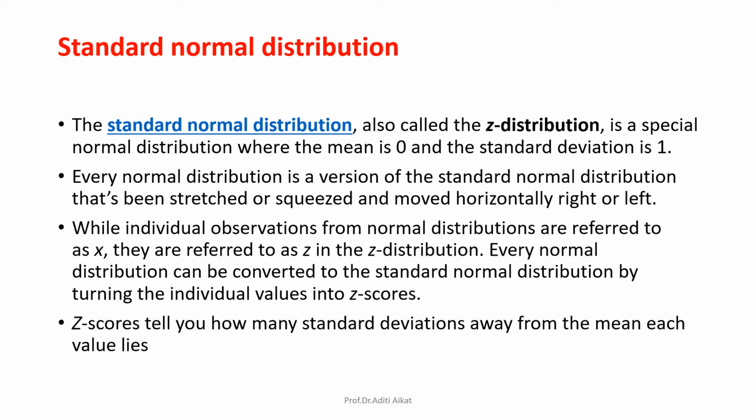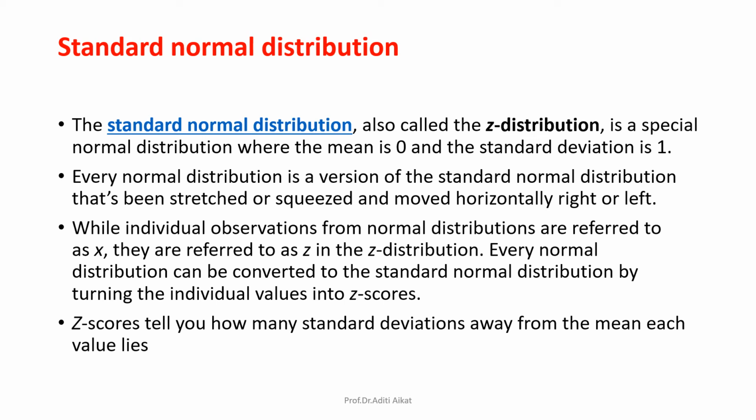Now, what is a standard normal distribution and how is it different from the usual normal distribution? The standard normal distribution, which is also called the Z distribution, is a special normal distribution where the mean is 0 and the standard deviation is 1. Every normal distribution is a version of the standard normal distribution that has been stretched or squeezed and moved horizontally right or left. So if that is so, what happens here?